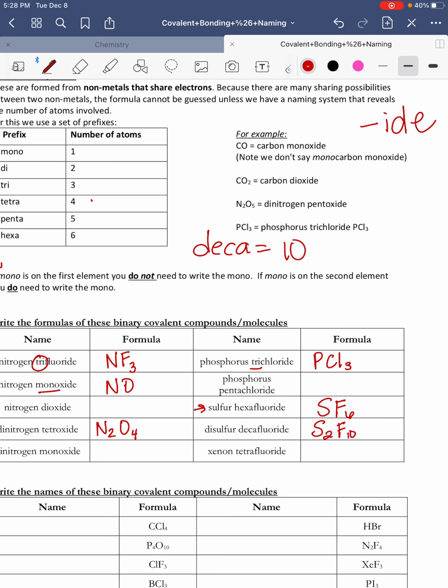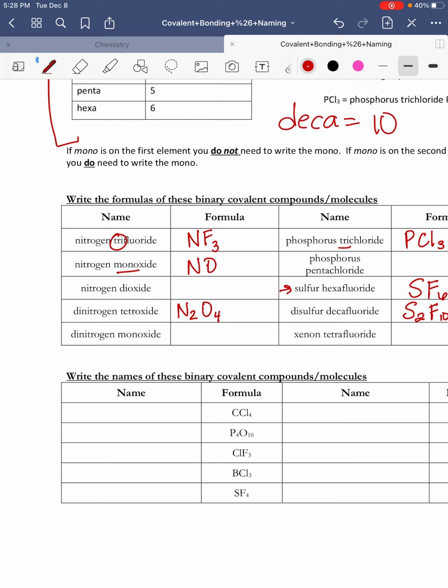And then this is going to be the opposite, where they give you the formula and you're going to write the name. We're only going to do a few of these. So CCl4 is going to be carbon. We have 4 chlorine, so it's going to be tetrachloride. I have really big handwriting, I'm so sorry. Okay, let's do another one.